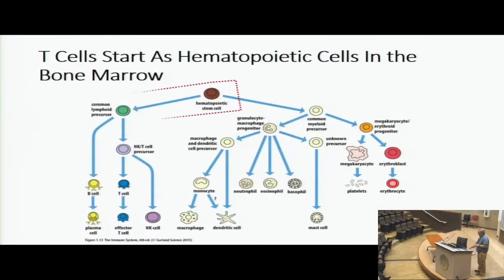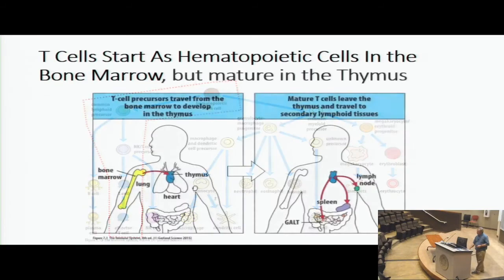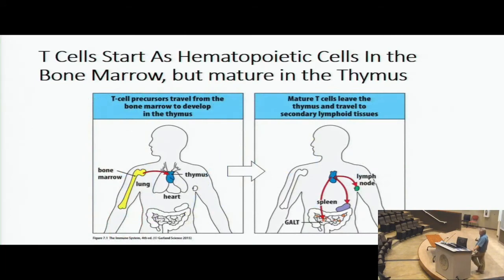So I mentioned this happens in the thymus. We've already seen something of the B cell development pathway this morning. So now we're going to look at the T cell pathway. And again, they're descended from the same common lymphoid precursor as B cells, but they diverge and go down this pathway, and they rearrange their T cell receptor genes. They don't rearrange their B cell receptor. So T cells start as hematopoietic stem cells in the bone marrow, but they mature in the thymus. So the thymus is that organ in the upper chest, lies just above the heart. And that's where the T cell undergoes its T cell receptor gene rearrangements and acquires its mature phenotype.